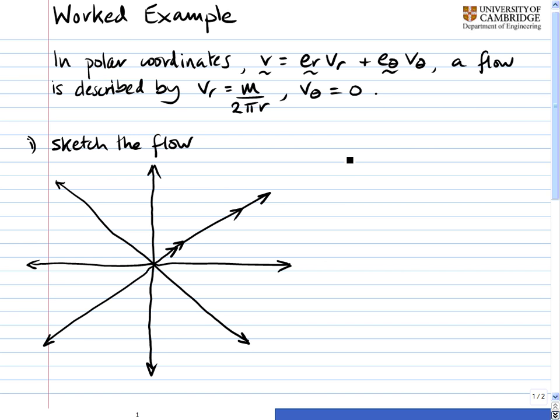In fact, if you want to look at it in a bit more detail, you'll see that 2 pi r times v_r is equal to m, which is a constant, and so that's telling you essentially that the volumetric flow rate at circles of radius r is a constant.